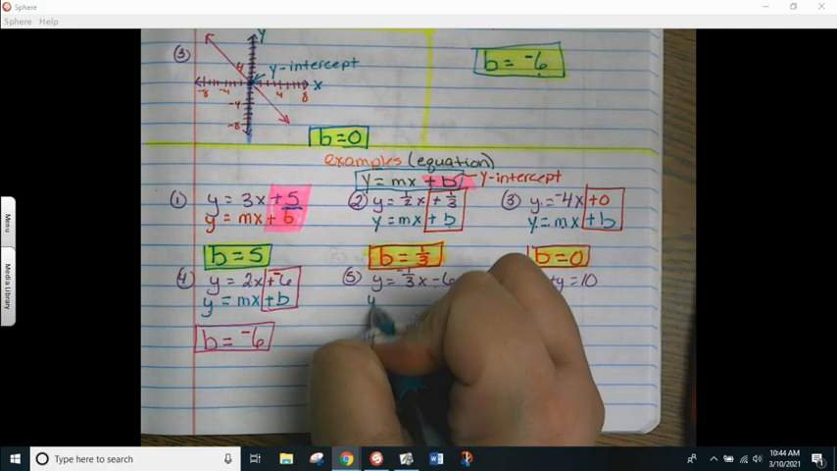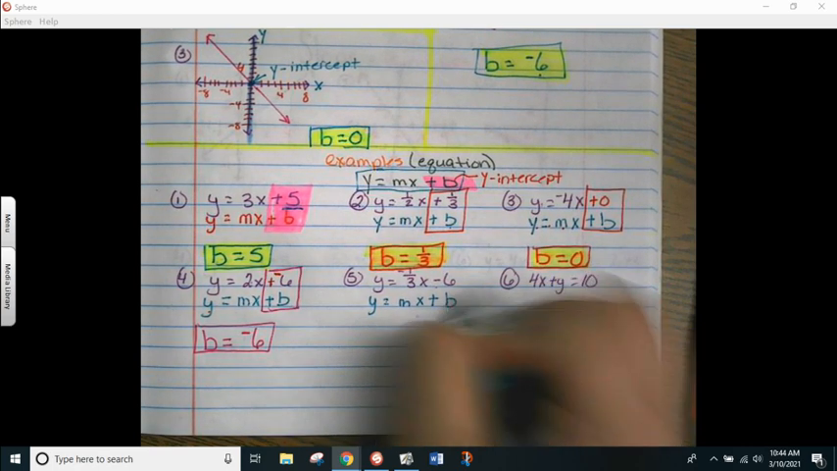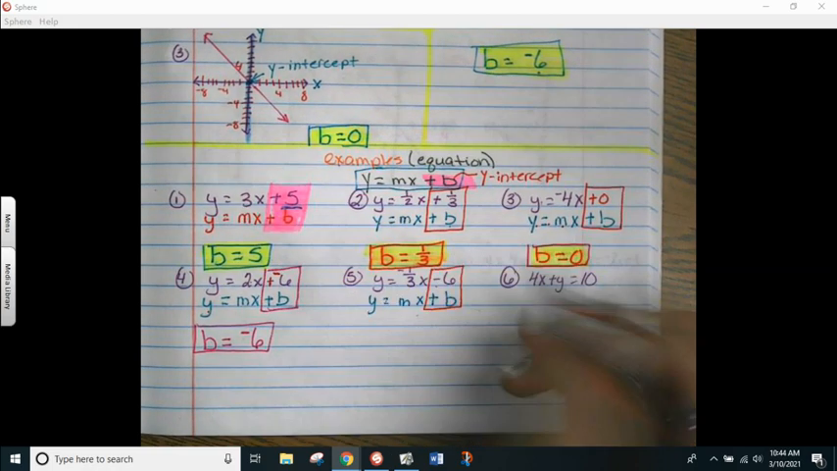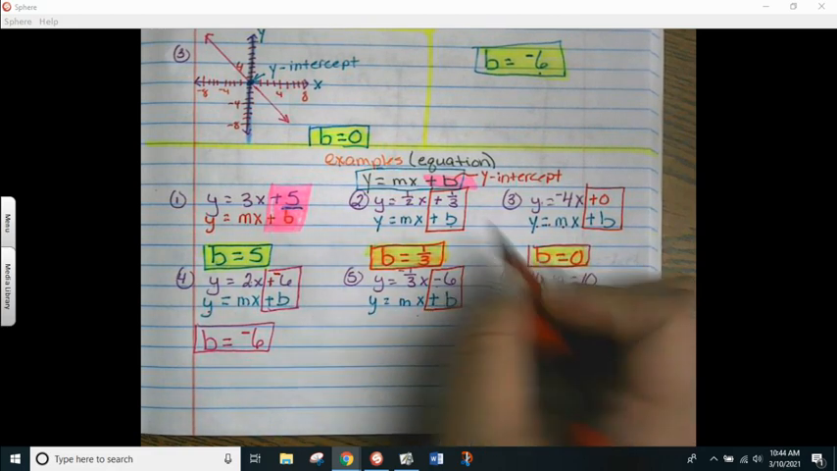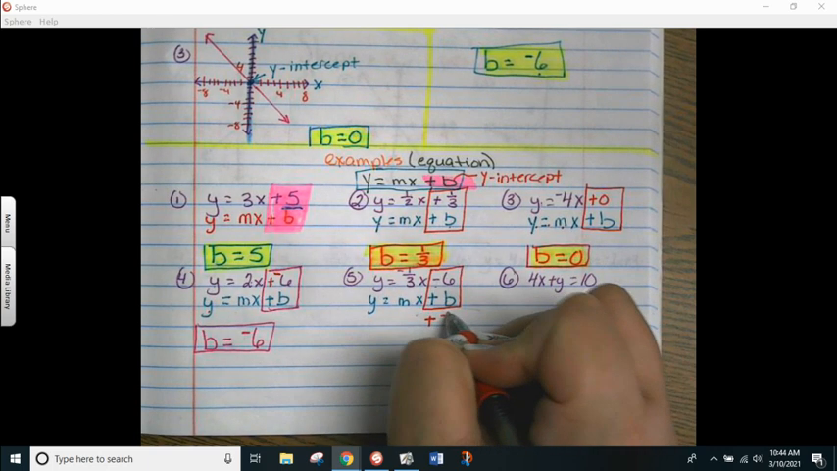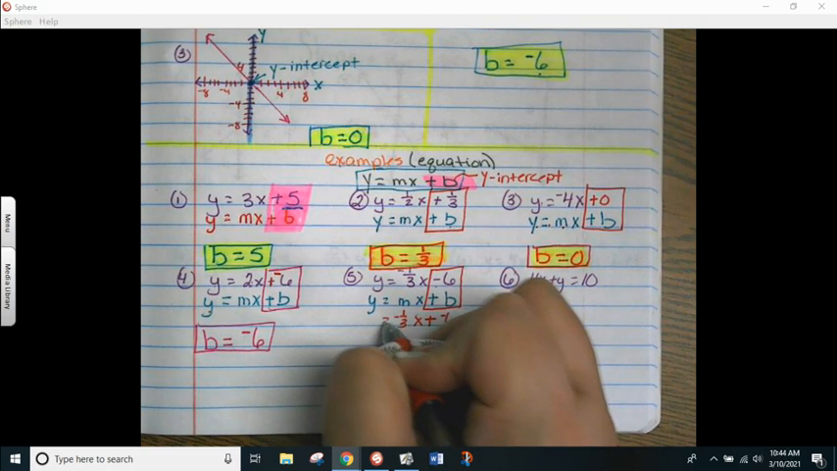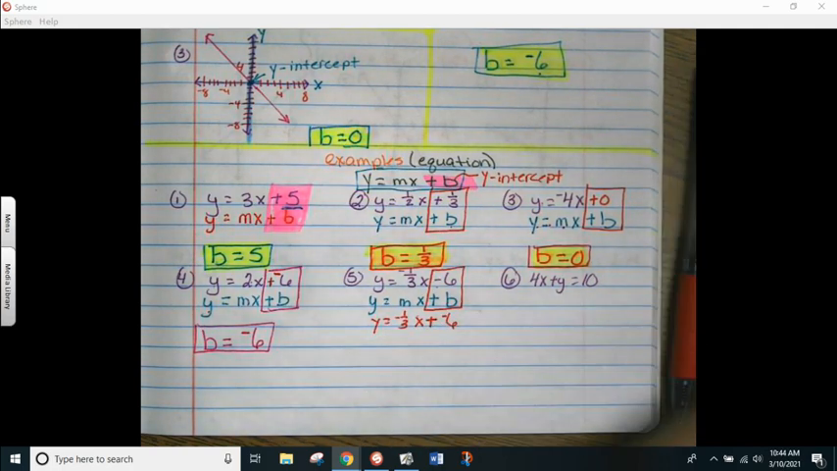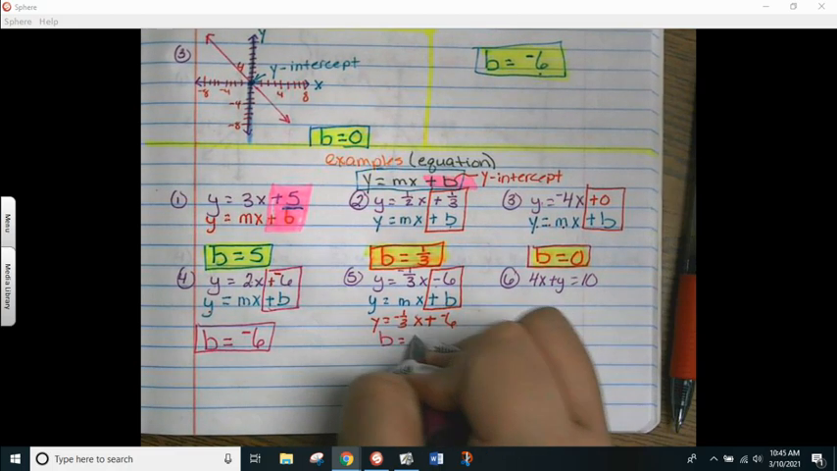Write your formula. y equals mx plus b. And again, everything matches up except for the end here. So what's going to happen? My subtraction sign changes to addition, and my +6 is now a -6. Everybody else is fine. Okay, now I have it correct. And you can see that b is equal to -6 also.